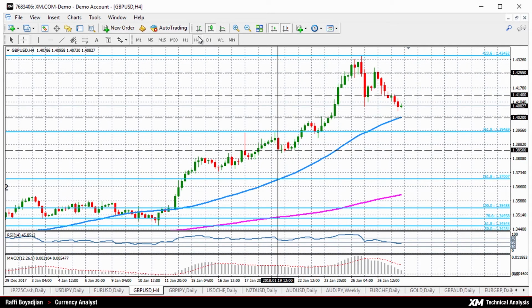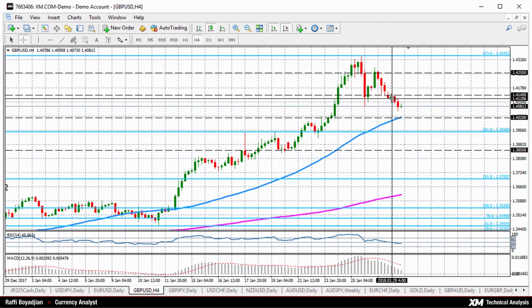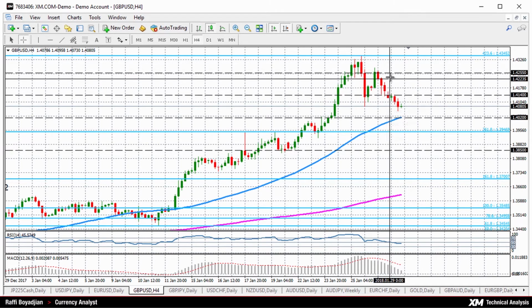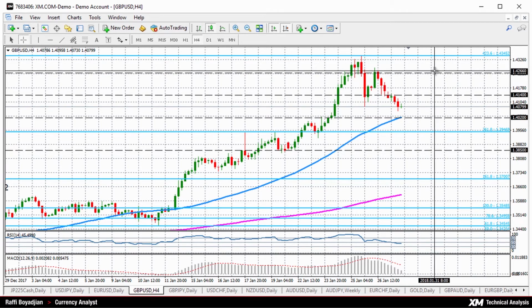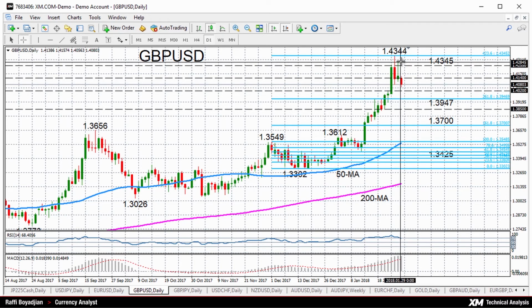To the upside, we are seeing immediate resistance coming from 1.4140. That has been a congested area in the past couple of days, and then another congested area coming at 1.4250 before last week's top of 1.4344 would come into range.